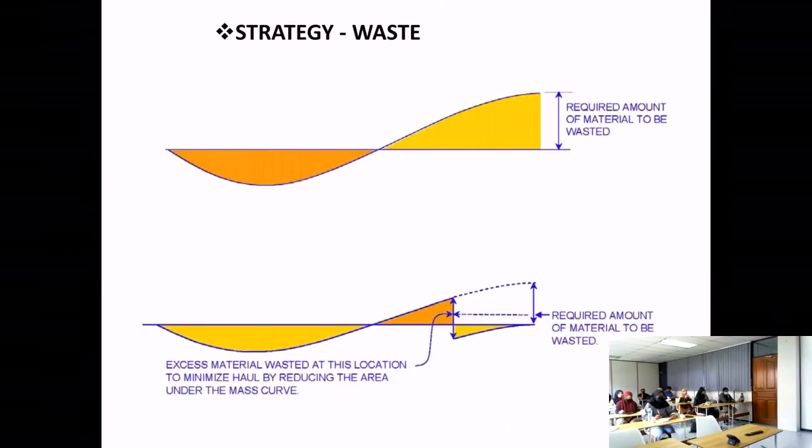So that means in this case, ini contoh lah, apa yang dia buat ialah sampai ke sini excess material wasted at this location to minimize haul by reducing the area under the waste. Sampai sebelum sampai ujung ni, you tak kumpul tanah you. Sampai dekat sini, you dah jual lah tanah you. You jangan sampai sini, walaupun di sini masih ada cutting, perlu cut. Tapi sampai sini, tanah kawasan ni you dah buang lah, jangan simpan.